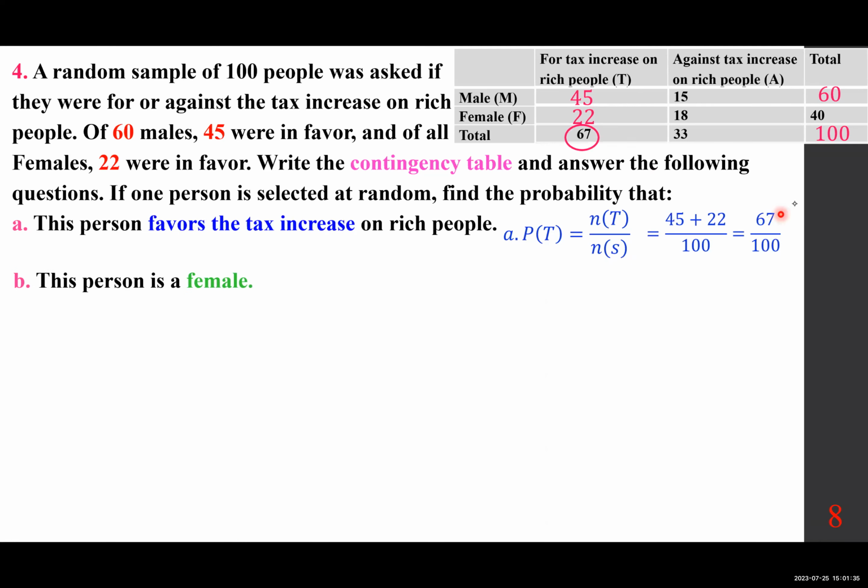So that's what we got. This person is a female. P of F is N of F over N of S. Obviously, N of S is a total of 100. How many females? So look for F. The total is 40, or 22 plus 18, however you want to put that. So it's 40. So 40 over 100.